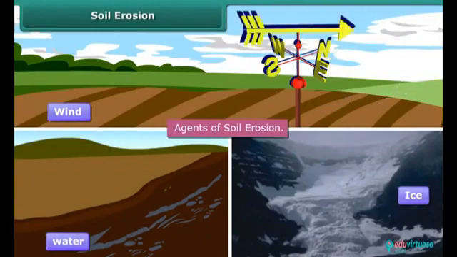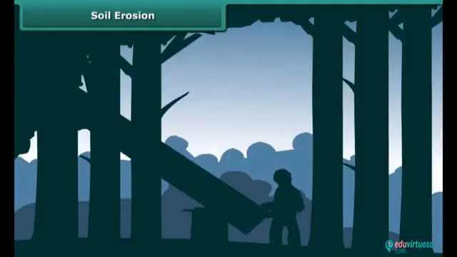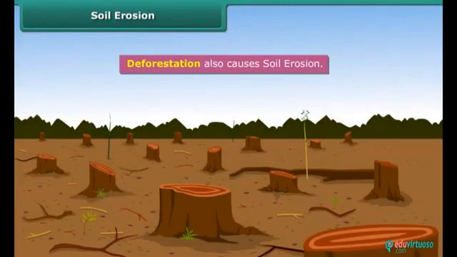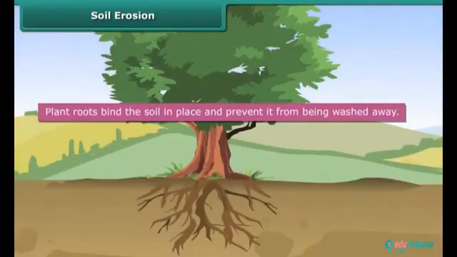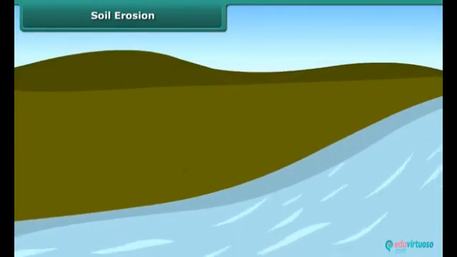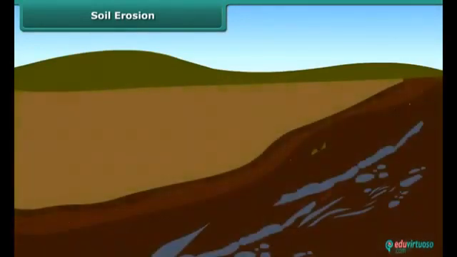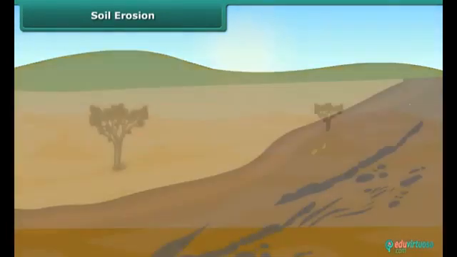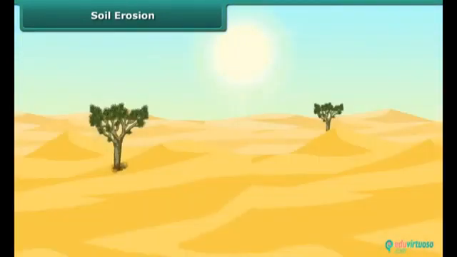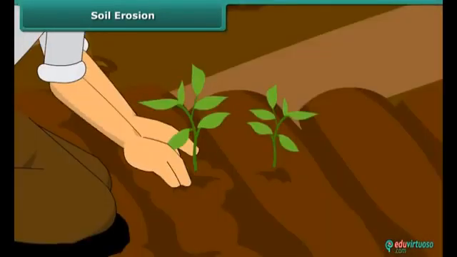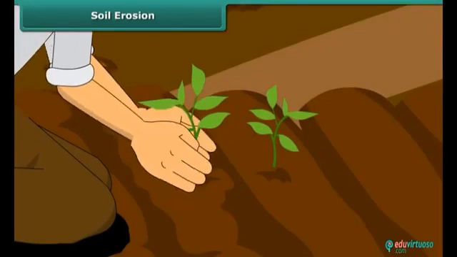Apart from natural agents, human activities like cutting down the trees also cause soil erosion. But how? Plant roots bind the soil in place and prevent it from being washed away. So, if there are no trees, floods will occur which will leach the soil nutrients, and eventually the land will become barren, which cannot be used for vegetation. Therefore, more trees should be planted in order to prevent soil erosion.